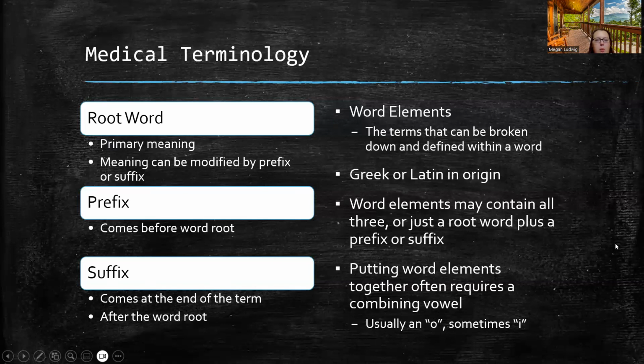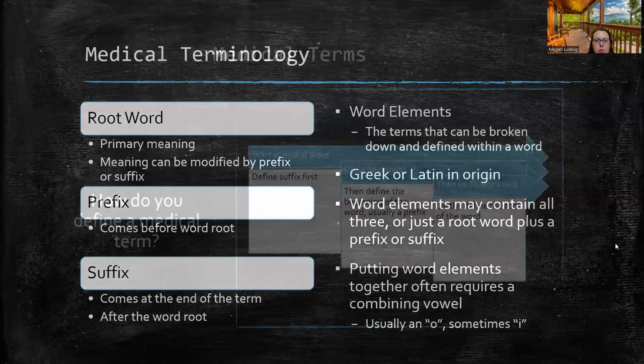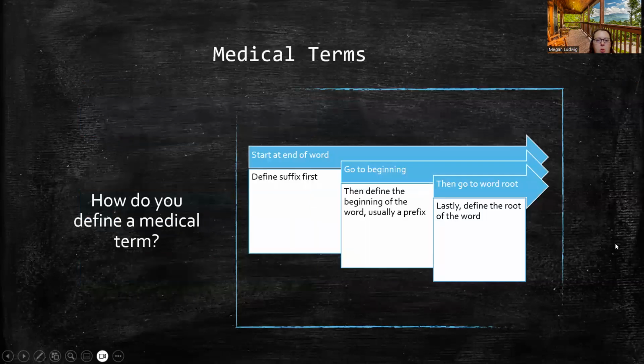So more often than not, it will be an O, and I'll show you here in just a few. Taking what we know about those three parts of the med term, how do you define that medical term? Okay, you start at the end of the word, even if it's a huge, giant, long word. Always start at the end. Find that suffix there at the end.